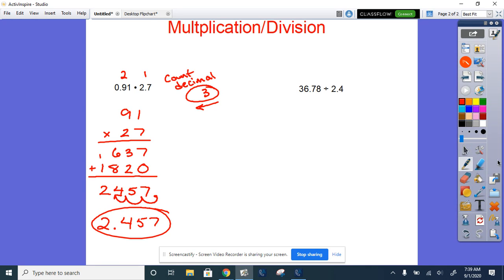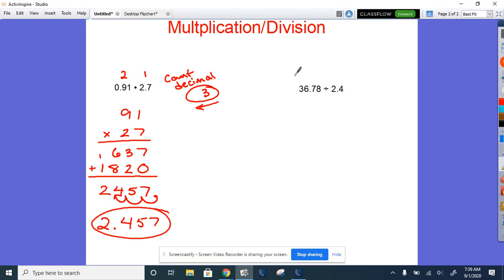Division is different. In division, we need to know that there are 2 pieces here. There is what is known as the divisor. That is what is doing the dividing, which is the 2.4, and the dividend. That is what is being divided. What this all hinges on is the divisor.